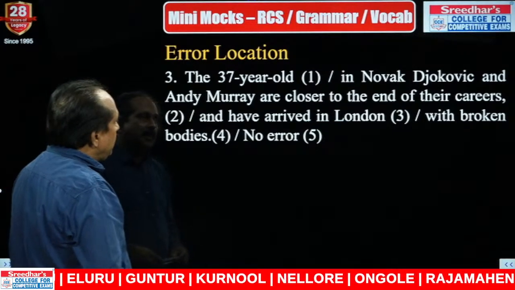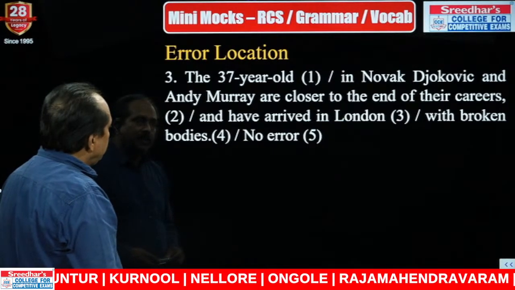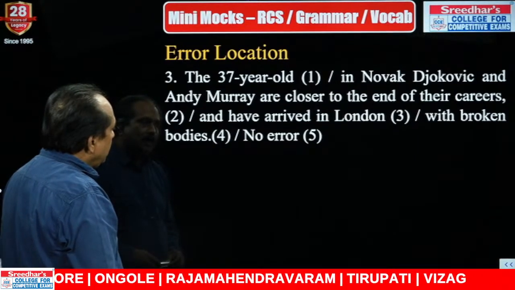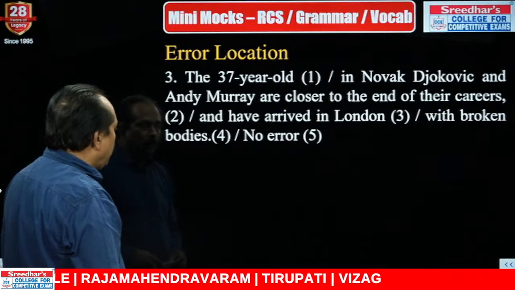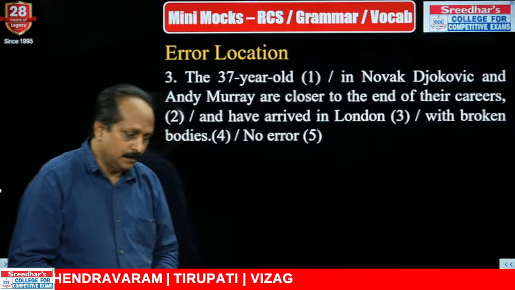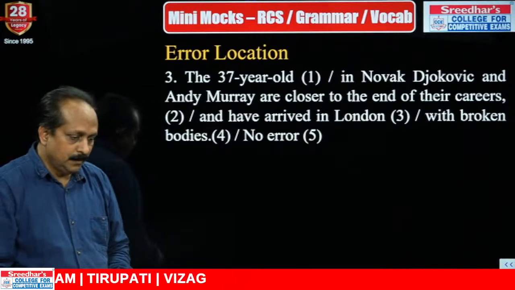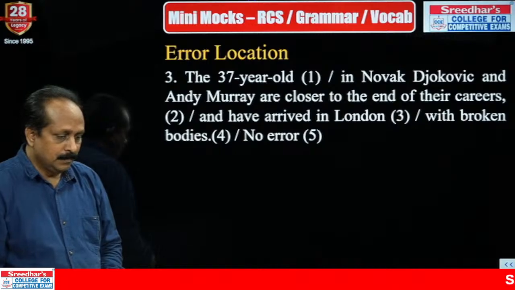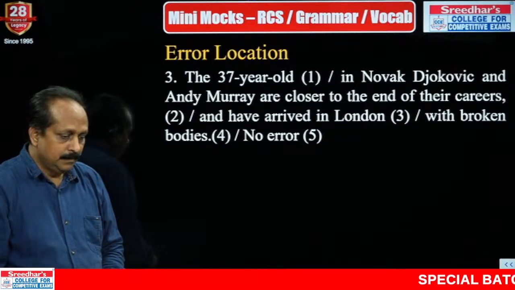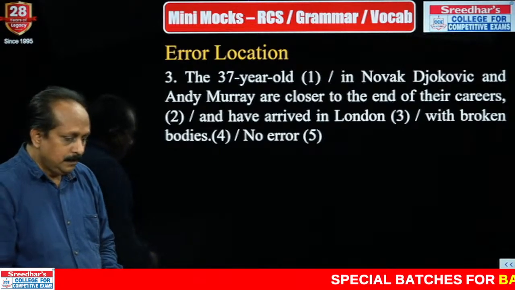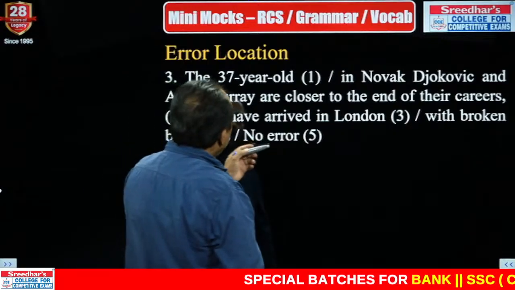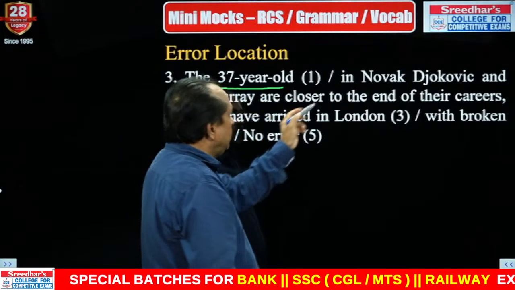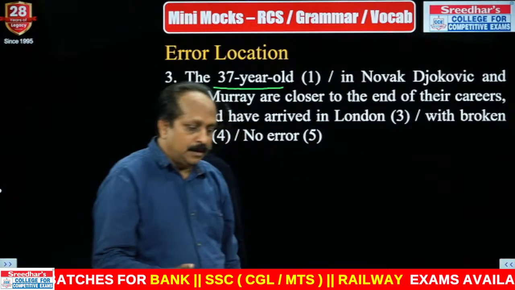The 37-year-old Novak Djokovic and Andy Murray are closer to the end of their careers and have arrived in London with broken bodies. Where is the error? The very first part.